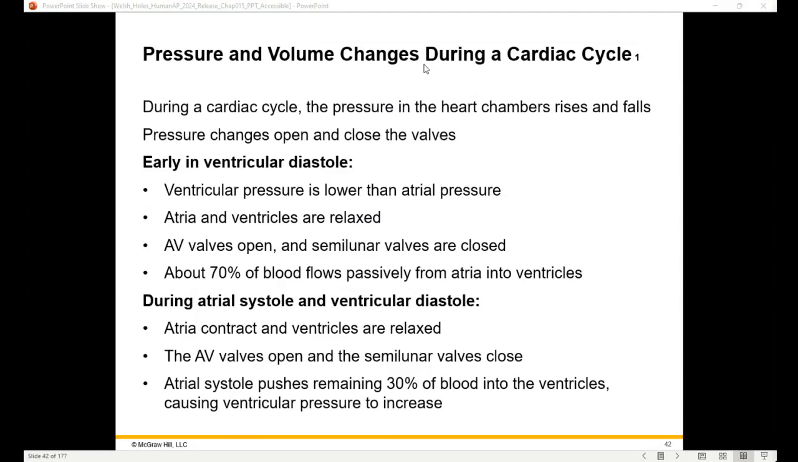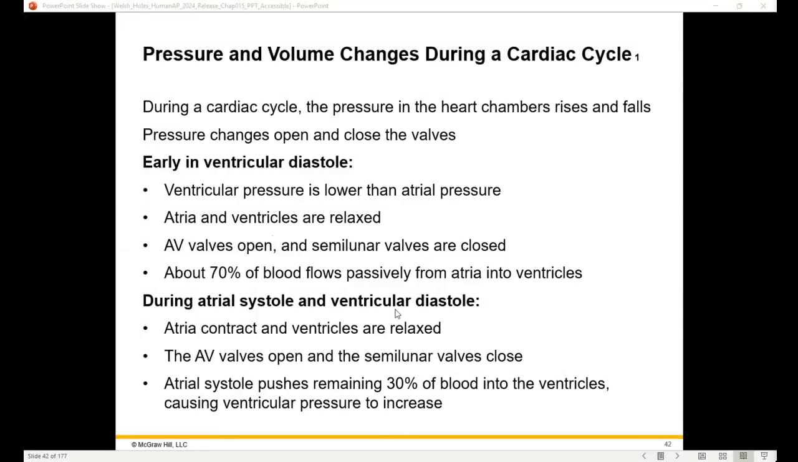Okay, pressure and volume changes during a cardiac cycle. During a cardiac cycle, the pressure in the heart chambers rises and falls. So pressure changes open and close the valves, and this happens early in the ventricular diastole. Ventricular pressure is lower than the atrial pressure. The atria and ventricles are relaxed. The AV valve opens and the semilunar valves are closed. About 70% of the blood flows passively from the atria into the ventricles at this point.